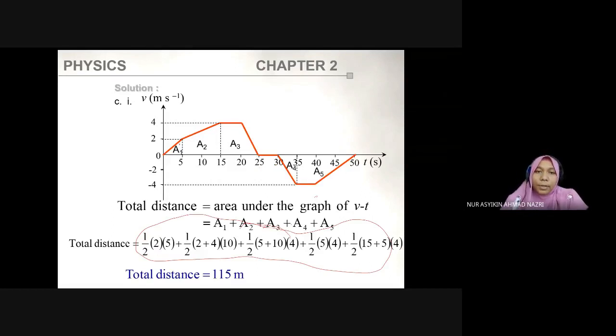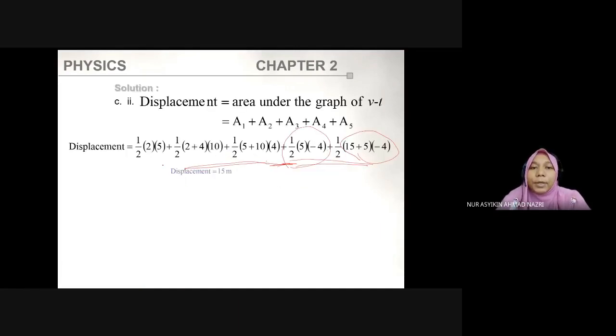Macam mana saya dapat negative 4 ni is masih sama. Okay, nampak tak ni? So A1 yang ni, A2 yang ni, A3 yang ni, A4 yang ni, A5 yang ni. But here, nampak tak ni? Negative 4. So we need to include the negative here to find your displacement.